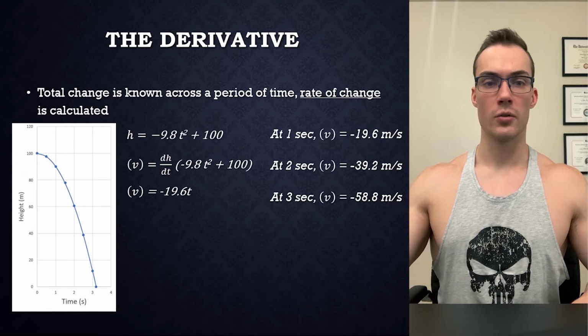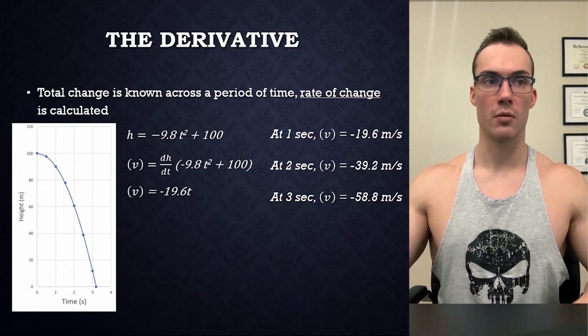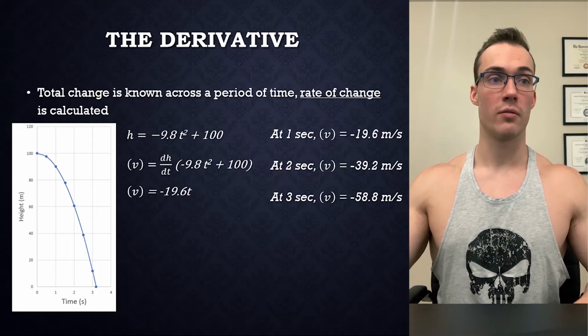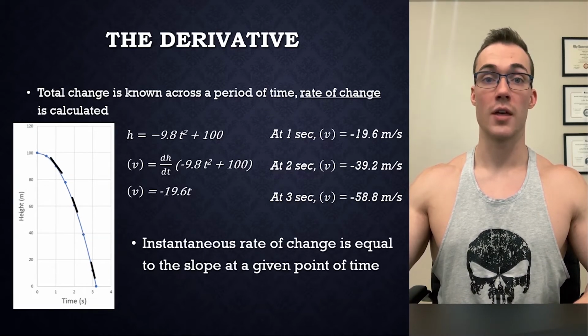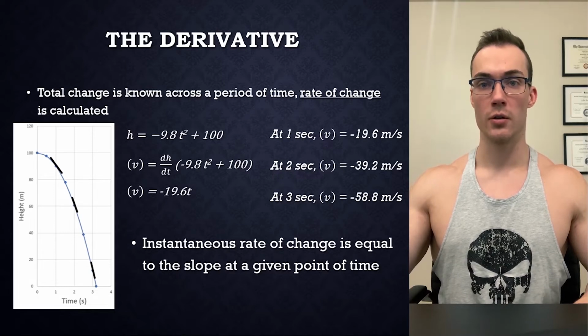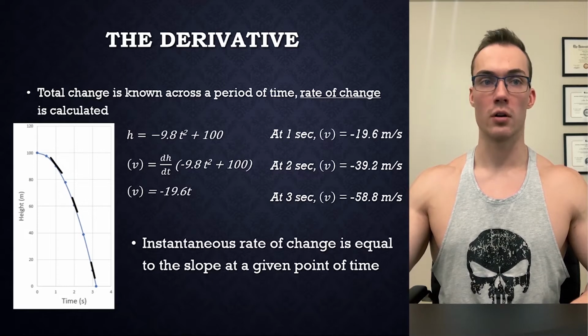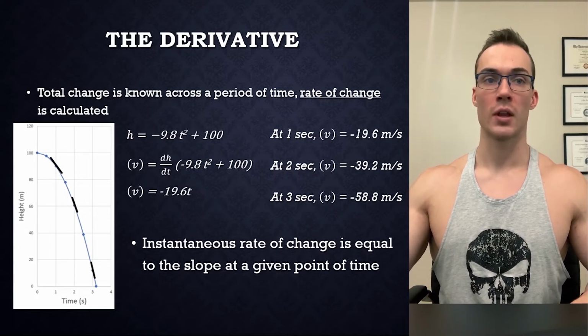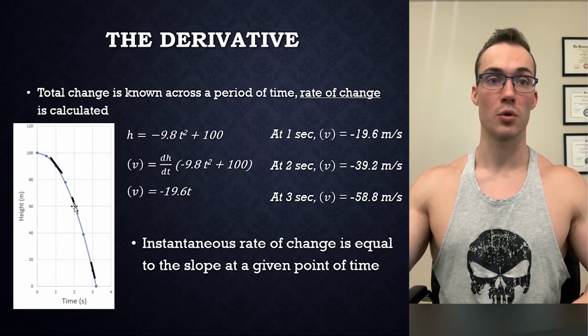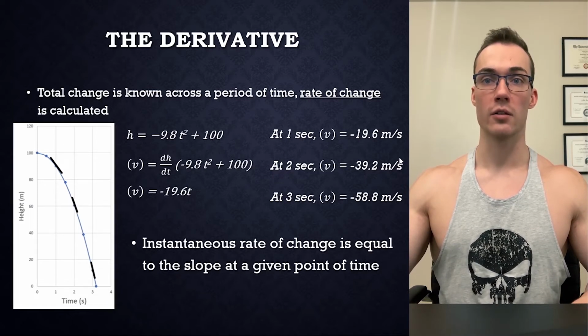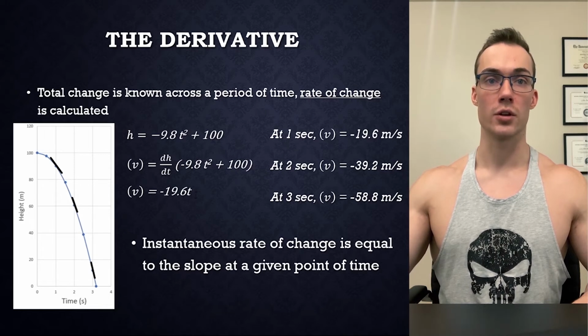Just like the integral uses the area to calculate the sum change, the derivative has a secret as well, and that is that the instantaneous rate of change, meaning the speed at any point in time, is equal to the slope of our curve at that point in time. You can see, as I've highlighted here, at our 1, 2, and 3 second marks, the slope, which is the tangent to the curve, is downwards, getting steeper, steeper, and steeper, as we calculated using our derived equation.